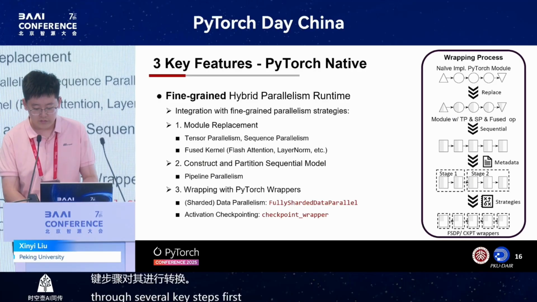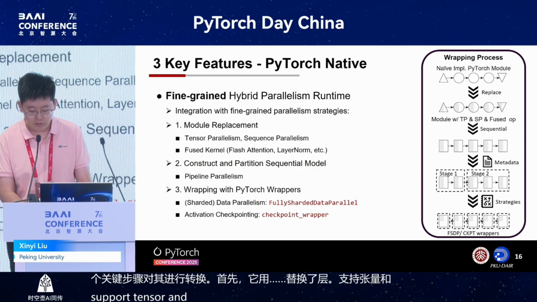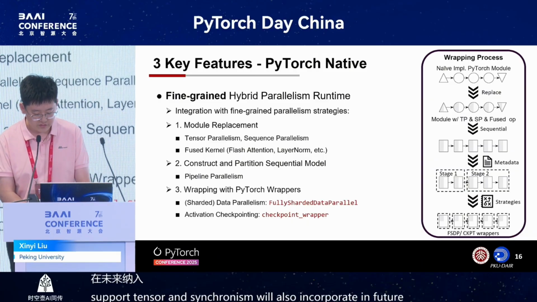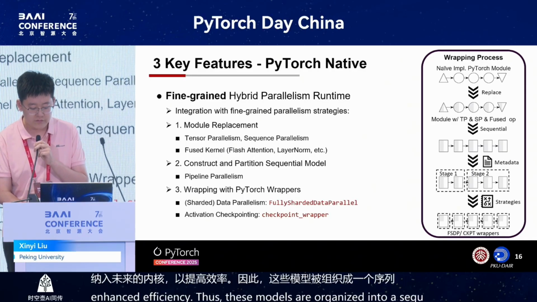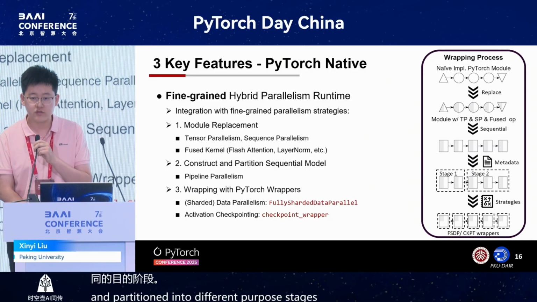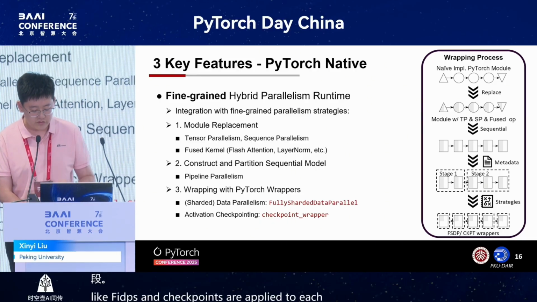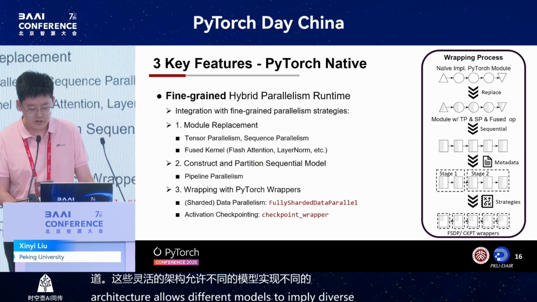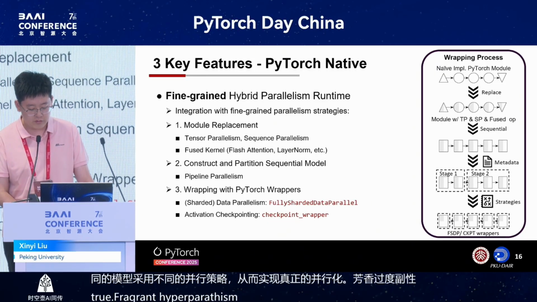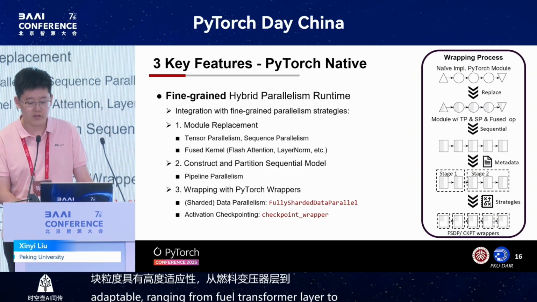First, it replaces layers with specialized modules that support tensor and sequence parallelism, while also incorporating fused kernels for enhanced efficiency. Next, these modules are organized into a sequential model and partitioned into different pipeline stages. Finally, PyTorch native wrappers like FSDP and checkpoints are applied to each pipeline stage. This flexible architecture allows different modules to employ diverse parallel strategies, achieving true fine-grained hybrid parallelism. Importantly, the module granularity is highly adaptable, ranging from a full transformer layer to individual attention or MLP layers.